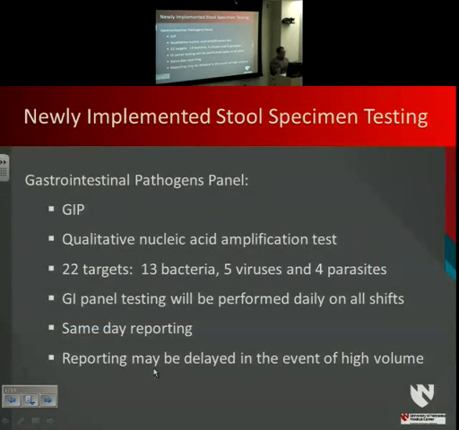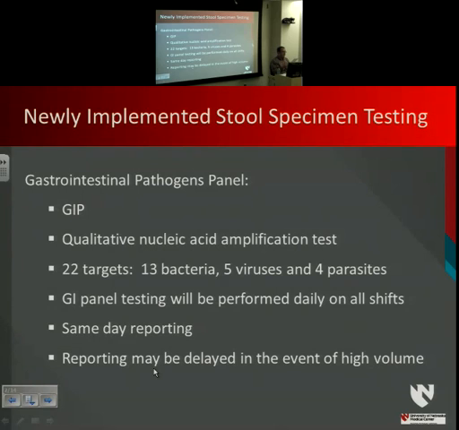Many bacteria, viruses, and parasites can cause infectious diarrhea. Previously, many of these pathogens could only be identified following stool culture or ova and parasite exam. These tests are labor-intensive, time-consuming, and lack sensitivity. Effective January 6, 2015, the Clinical Microbiology Laboratory at Nebraska Medicine will introduce a new FDA-approved molecular test called the Gastrointestinal Pathogen Panel, or GIP, for the rapid detection of bacteria, viruses, and parasites from stool.